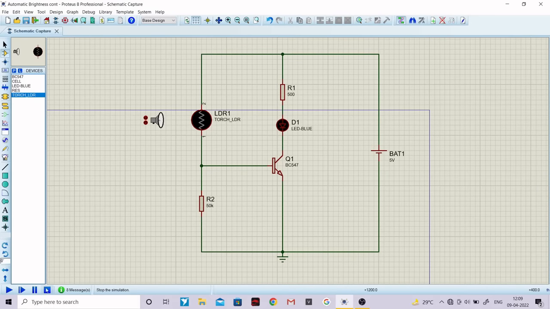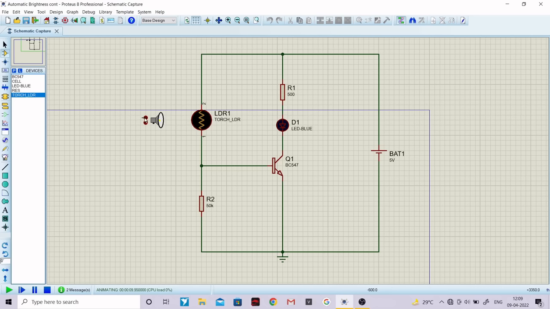Now we'll run this circuit. As you can see, this torch is off, and therefore this LED is also off. That means this LDR provides high resistance. So now I'm going to switch on this torch. As you can see, as the torch is getting switched on, it is emitting a certain amount of light, which is incident on the LDR.